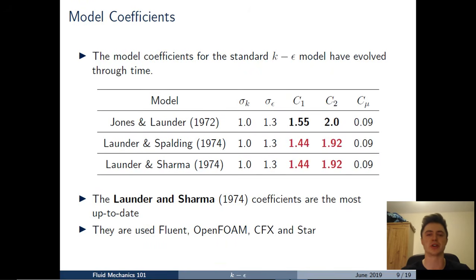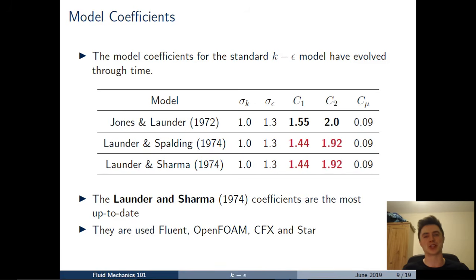So what are the model coefficients? Well, it turns out that the model coefficients have actually evolved through time, even in the standard k-epsilon model. And if you actually look into the user manuals for your CFD code, you should be able to pick out which versions of the model coefficients are being used by your solver. And what I've listed here are three of the earliest papers which document the k-epsilon model, starting with the original paper by Jones and Launder in 1972, and then two updates on that paper in 1974. What you'll see from the table is that the model coefficients C1 and C2 have been updated.